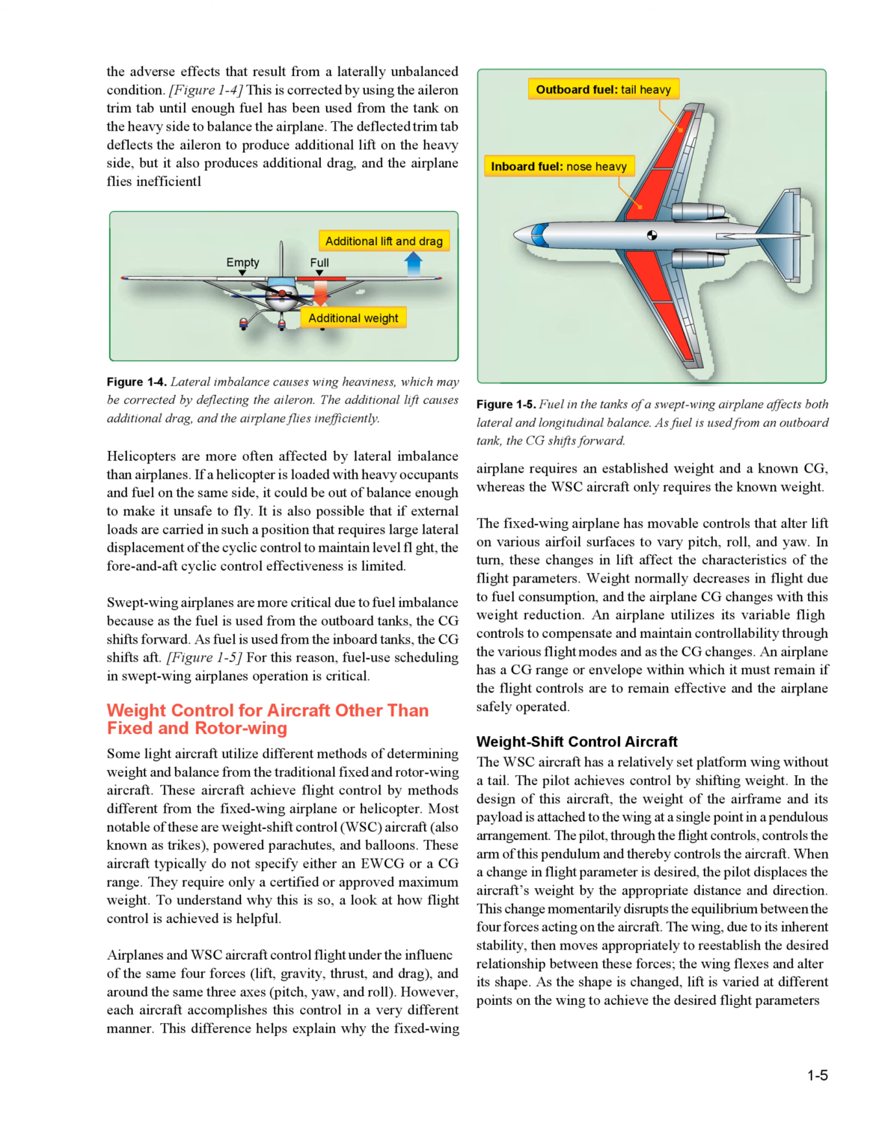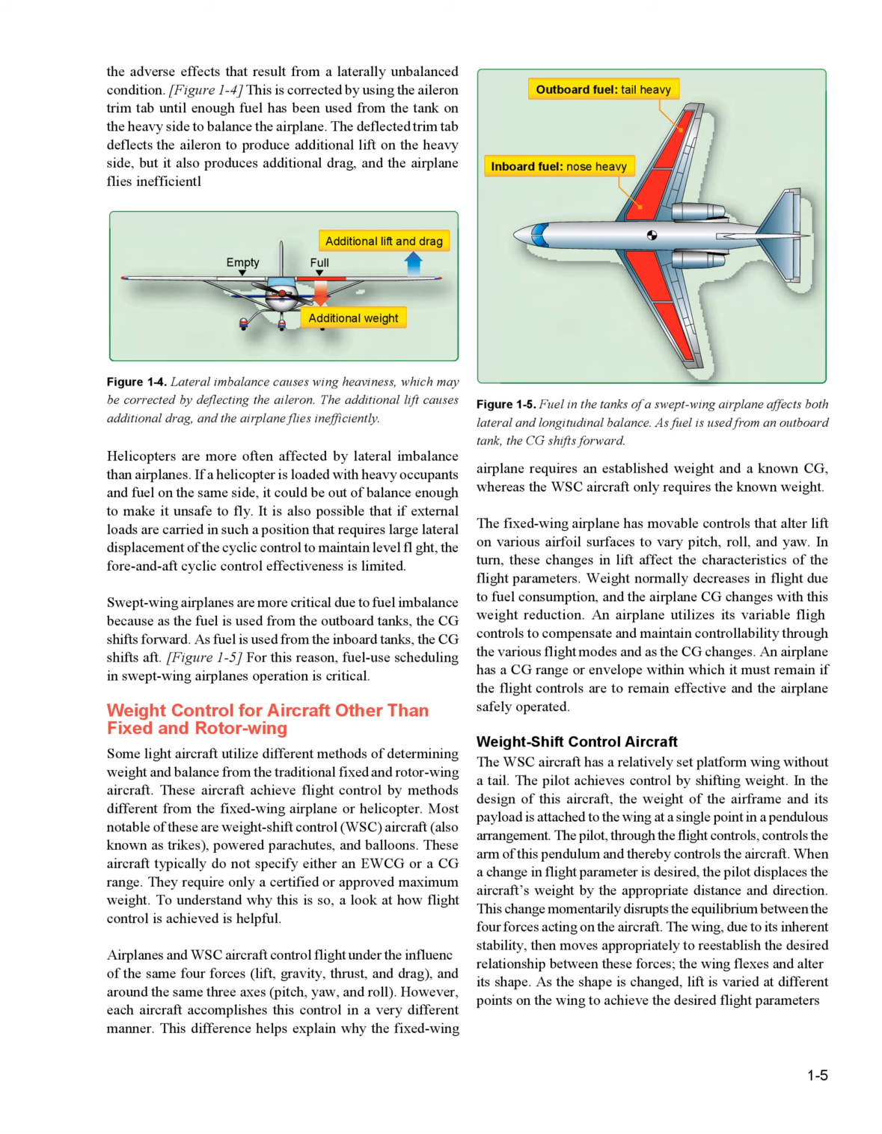To understand why this is so, a look at how flight control is achieved is helpful. Airplanes and WSC aircraft control flight under the influence of the same four forces: lift, gravity, thrust, and drag, and around the same three axes: pitch, yaw, and roll. However, each aircraft accomplishes this control in a very different manner. This difference helps explain why the fixed-wing airplane requires an established weight and a known CG, whereas the WSC aircraft only requires the known weight.